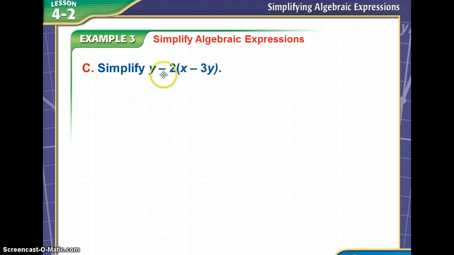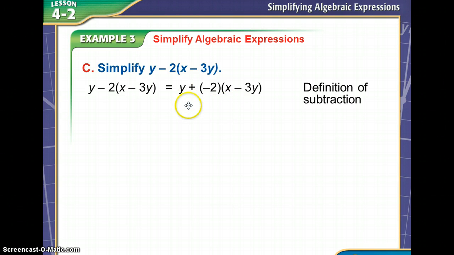Here's another one. This time, notice you have the negative 2 in front of the parentheses. So we're going to use our distributive property that we talked about in section 1 to get rid of these parentheses. Okay, notice first thing that they do is they write this y minus 2 as a y plus a negative 2. That helps you remember you need to take that negative 2 through the parentheses.